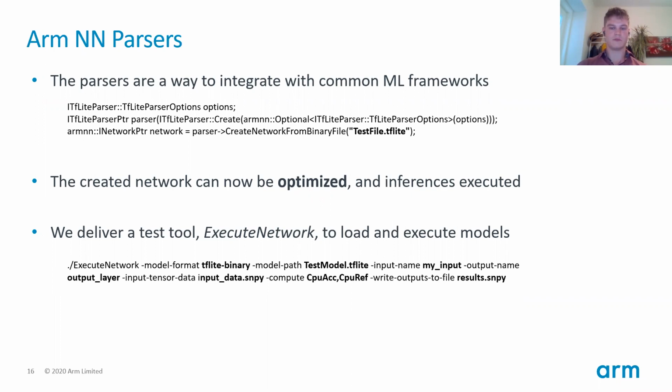the input and output names of your tensors, the input tensor data, which in this case is a .snpy file, which is similar to a NumPy tensor or array. The only difference is that it's a 1D flattened array, and each value is separated by a space. And then the compute is given the preferred backends. So in this case, it's the Arm CPU accelerators. That's the first preferred backend. And the second is our CpuRef backend, which is a reference backend that we have. And then write outputs to file is where you output your output tensor.